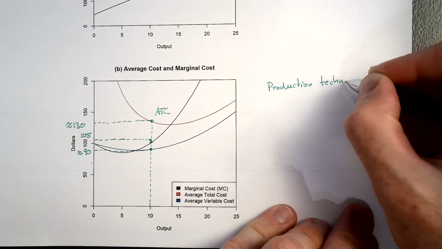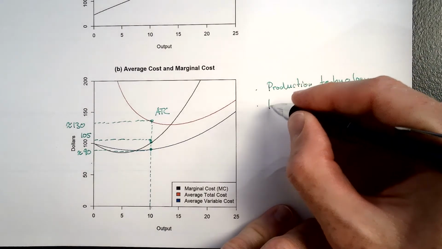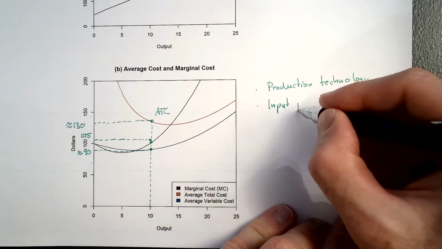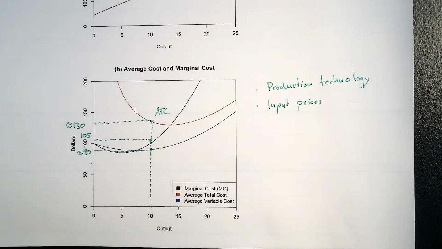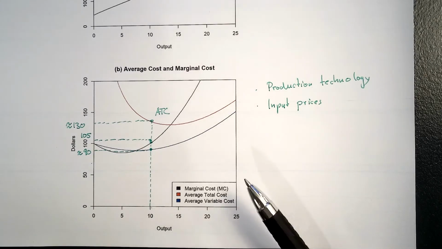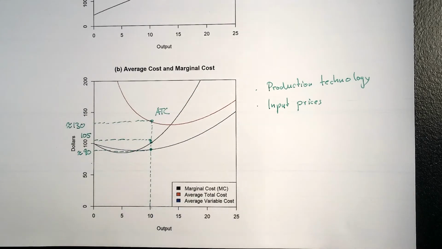Now note that everything we have seen so far only relied on the production technology and the input prices. We did not say anything about the output prices, in the sense of at what price we can sell our output. And this is what we are going to do next. But note that for most of what follows, we are going to rely heavily on this graph. I think that this graph is one of the central aspects of microeconomics or producer theory.